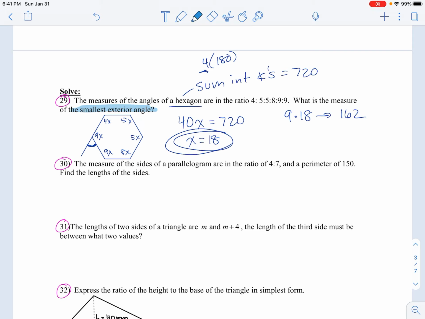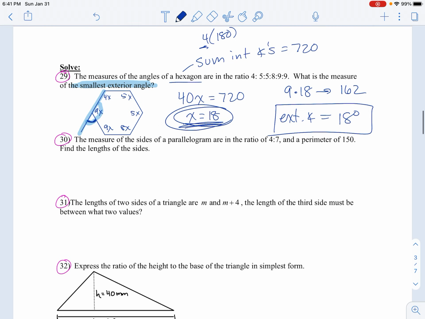If this is 162, then what's left over must add up to 180. So my exterior angle is going to be 18. It just happens that it's the same as x. You do want to go through all the work.